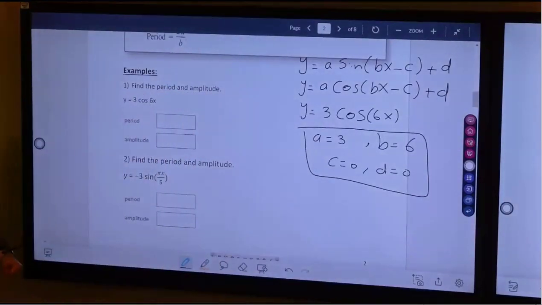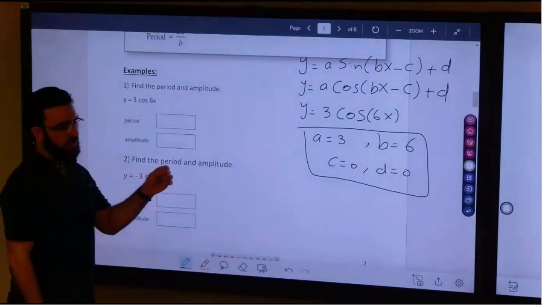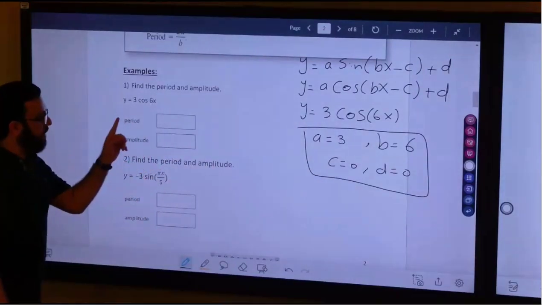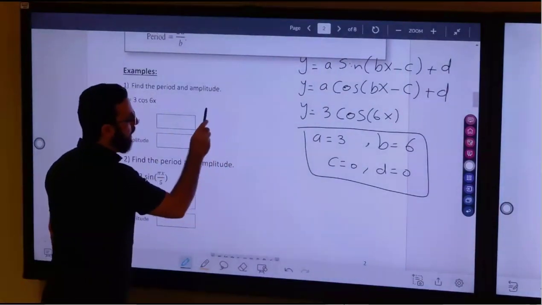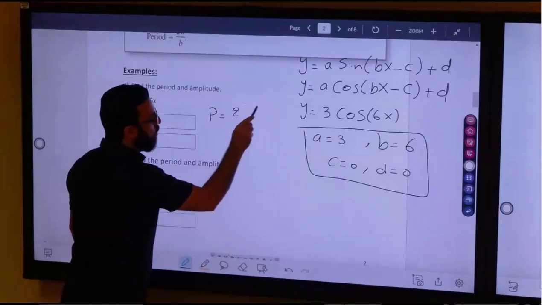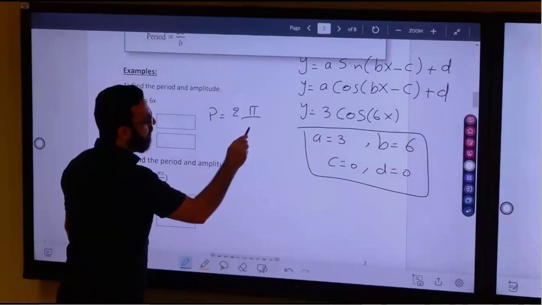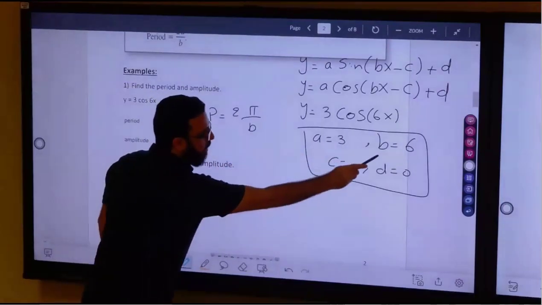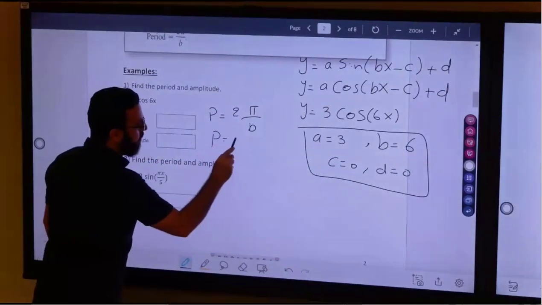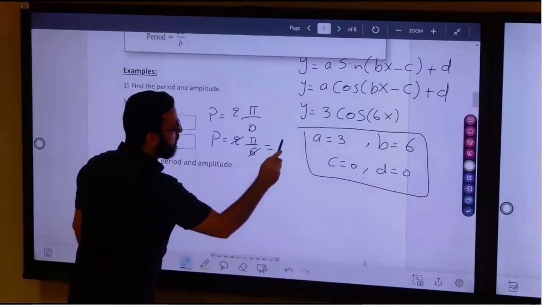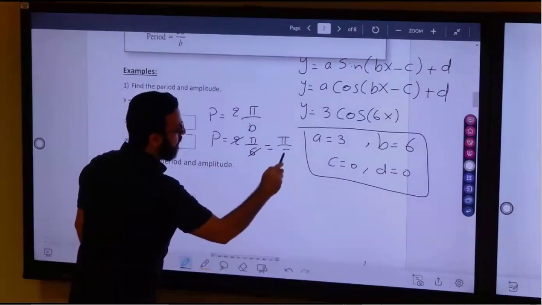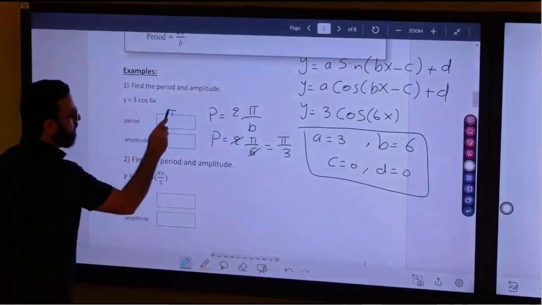Same thing like the Pythagorean theorem, but we're not going to use it here. So now, can I find the period? The rule says what? The period equals what? 2 pi over B, that means 2 pi over 6. Simplify it, we're going to get what? Pi over 3. You're going to type here pi over 3.